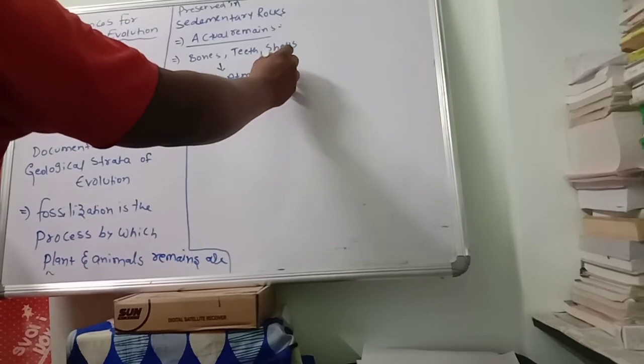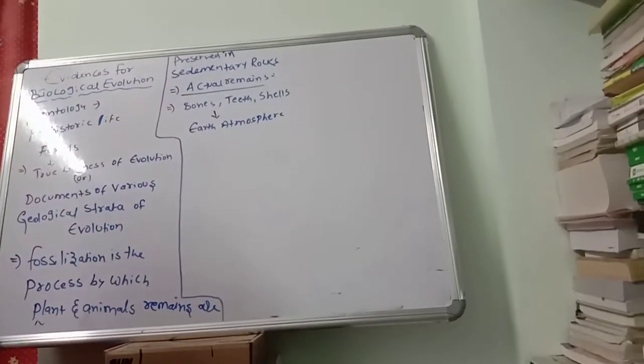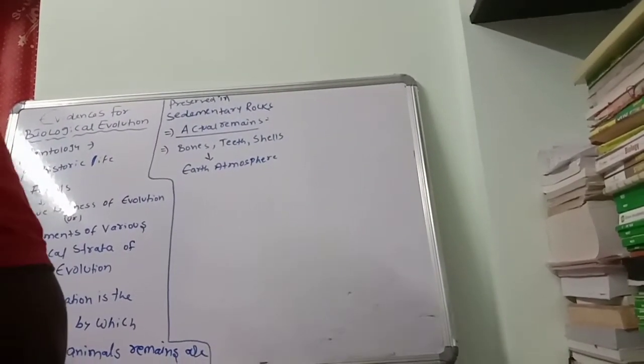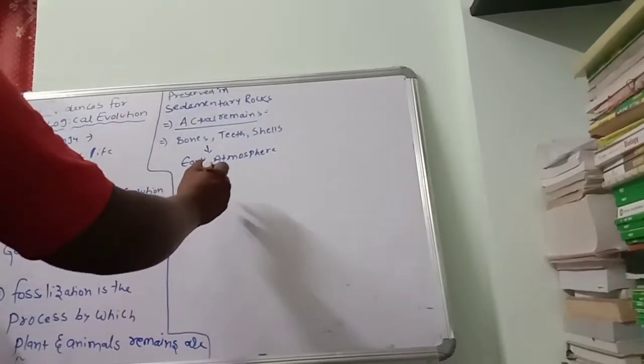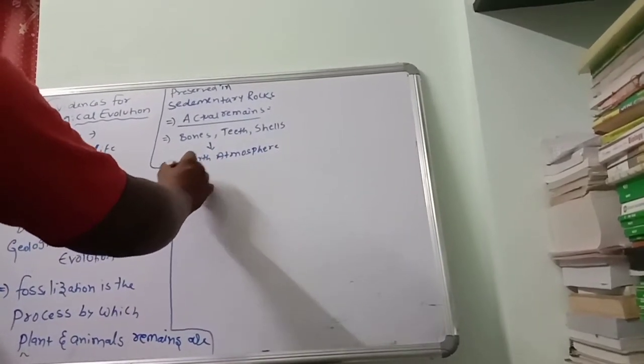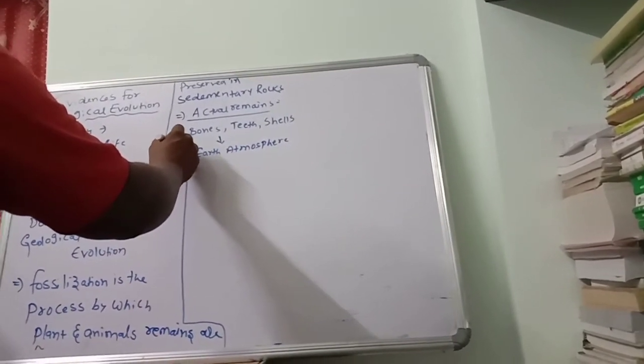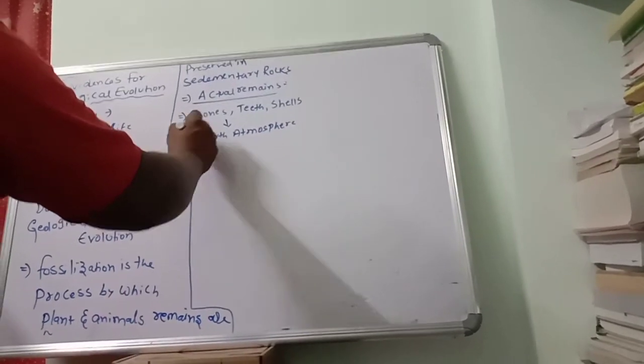Observe carefully. They are preserved in the earth's atmosphere. This is the most common method of fossilization. But what is the next one you see?